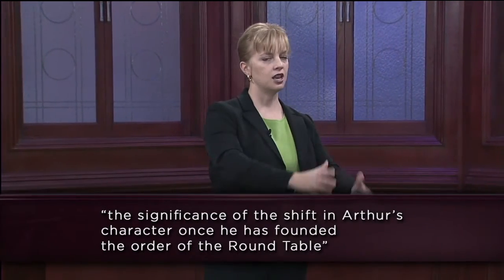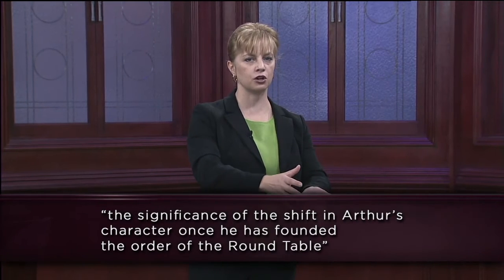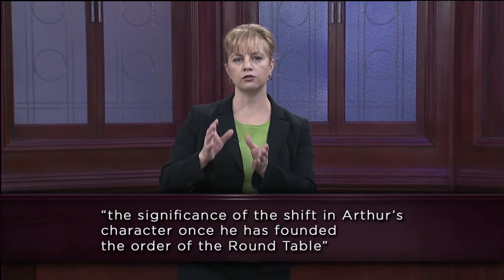A more satisfactory topic might be something like the significance of the shift in Arthur's character once he's founded the Order of the Round Table. This topic has as its main focus a particular moment in Malory's text, but then it also leaves you free to discuss moments both before and after it. In other words, it's focused, but it can be expanded. It's flexible while still having a great deal of specificity, and you can adequately address it in the length that you might expect a college-level research paper to be.